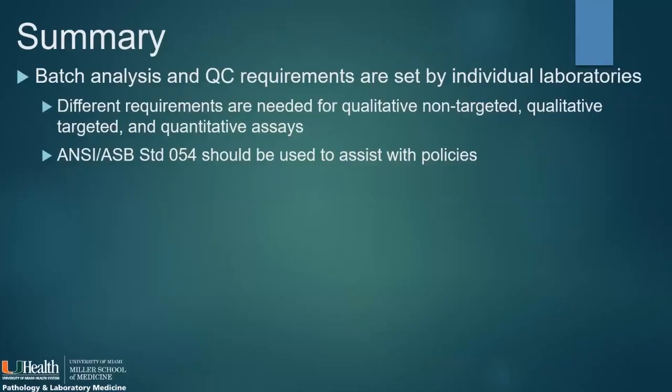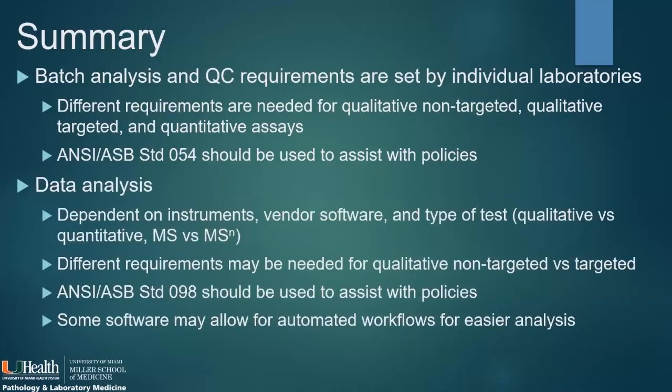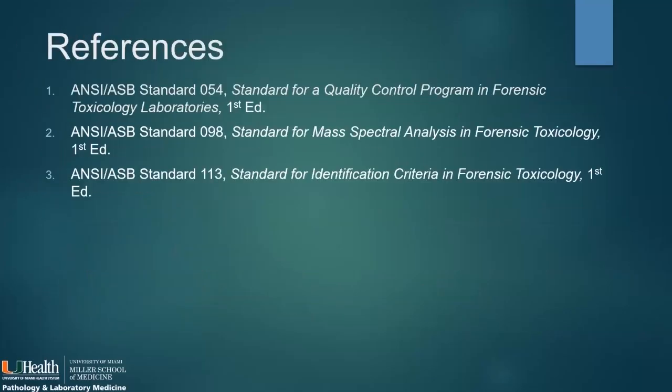So just a quick summary. For batch analysis and QC requirements, this information and these policies and procedures are set by individual laboratories. There will very likely and should be different requirements for qualitative non-targeted, qualitative targeted, and quantitative assays. And as a reference, ANSI ASB standard 54 can be used to assist with creating these policies. And for data analysis, this is really dependent on instruments, vendor software, and type of test. And there are different requirements for qualitative non-targeted versus targeted. ANSI ASB standard 98 can be used to assist with these laboratory policies. And because we love our automated workflows, there are some softwares that allow for automated workflows for easier data analysis and review. And with that, those are my references.